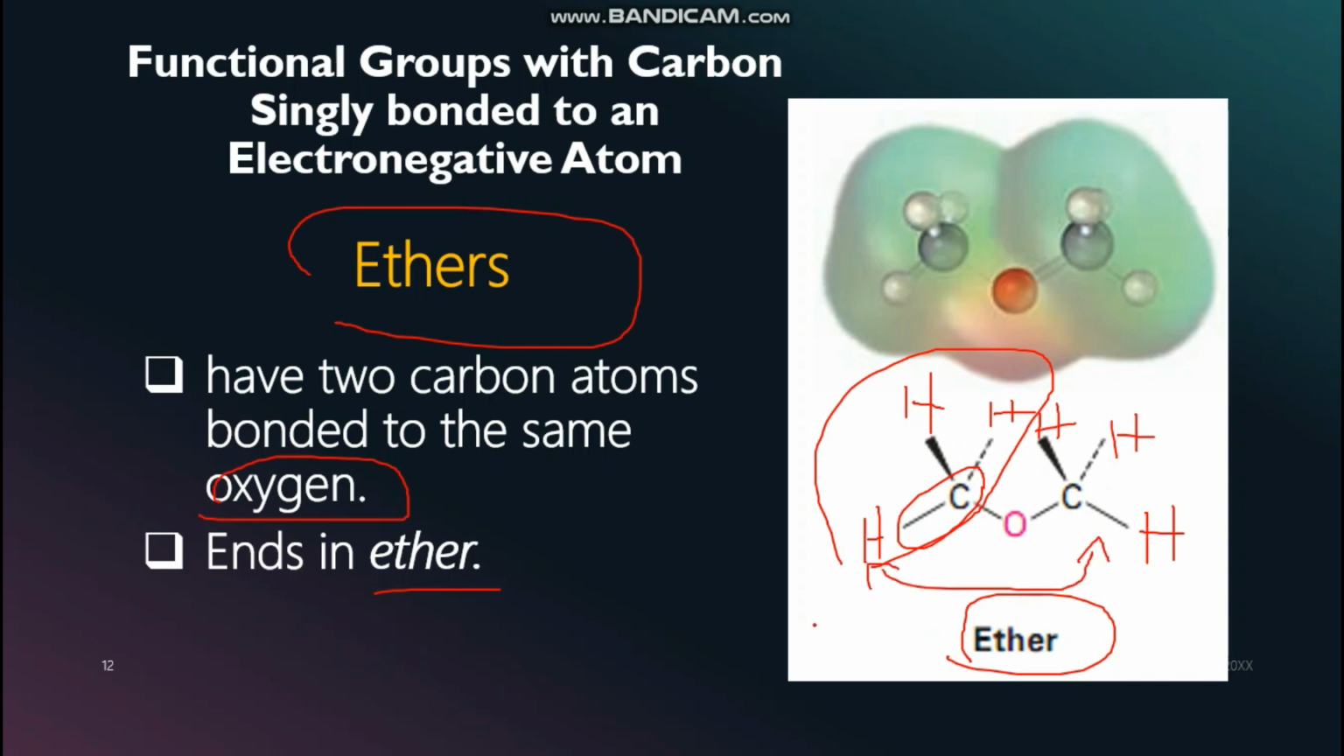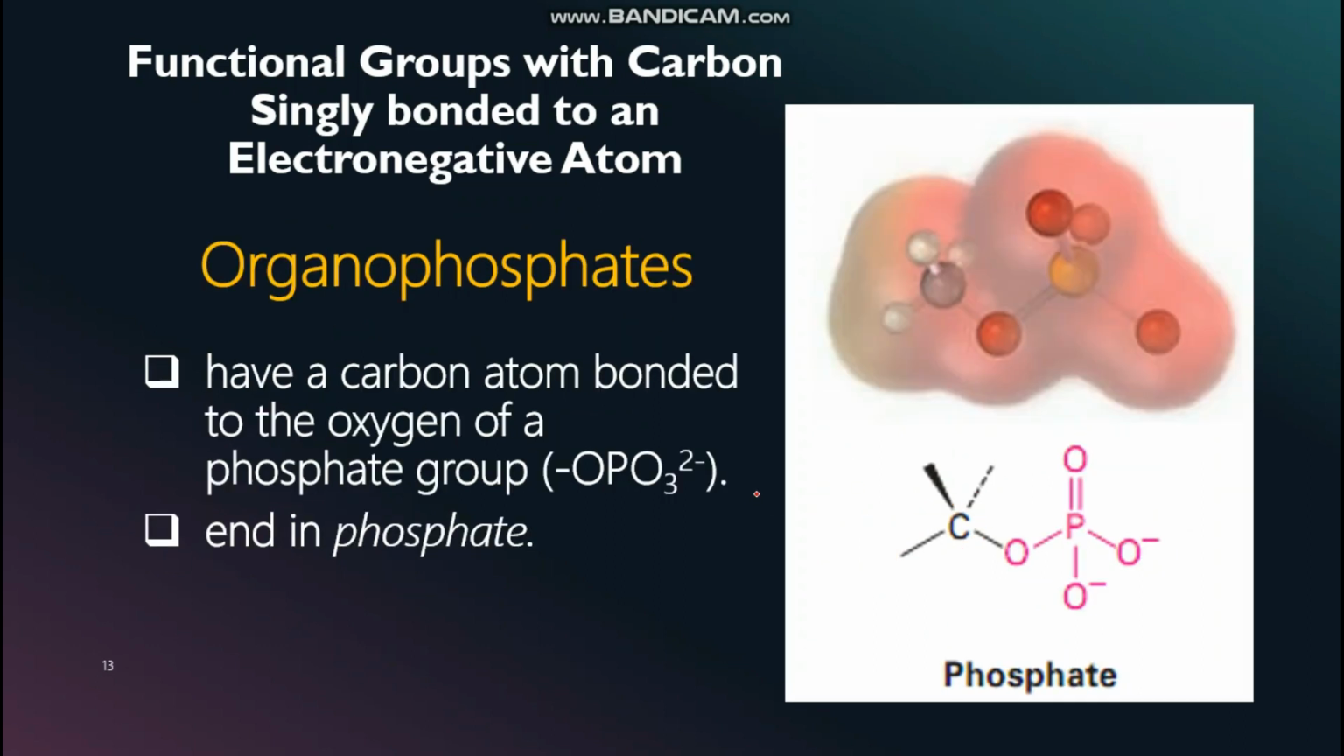It's dimethyl ether. Okay. So next we have the organophosphates. So organophosphates have a carbon atom bonded to the oxygen of a phosphate group. So a phosphate group is this one, also known as PO4 2 negative. And it ends in phosphate. So this one is a methyl phosphate.